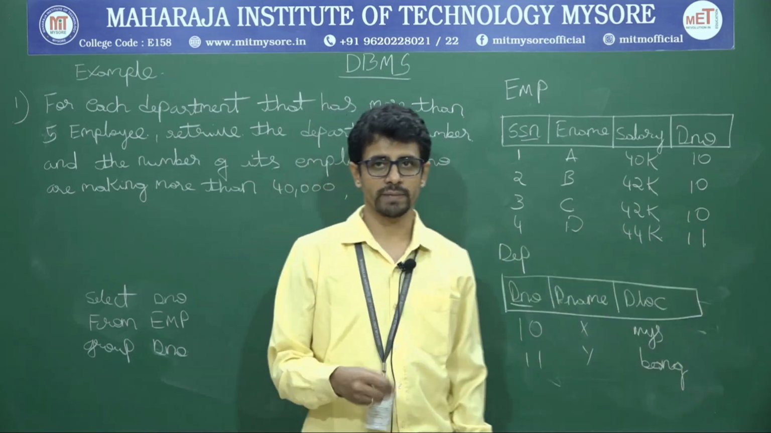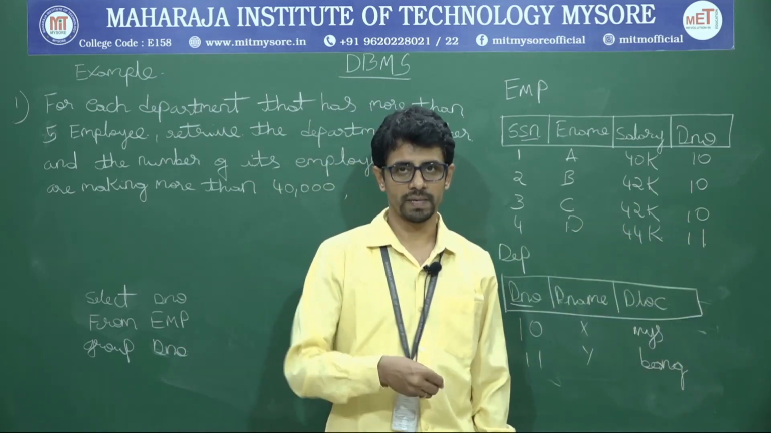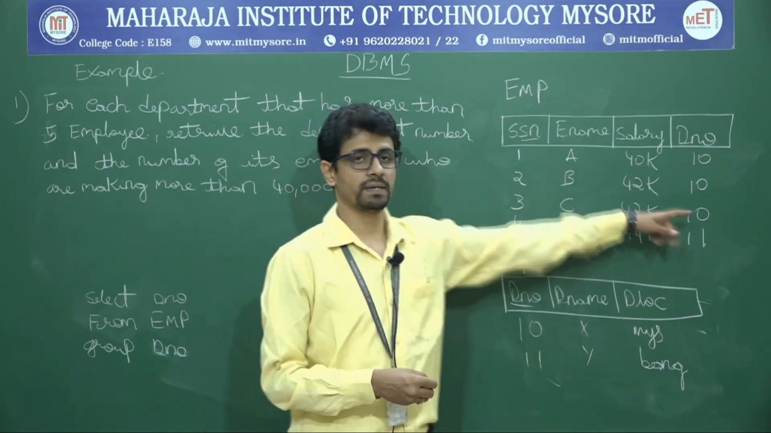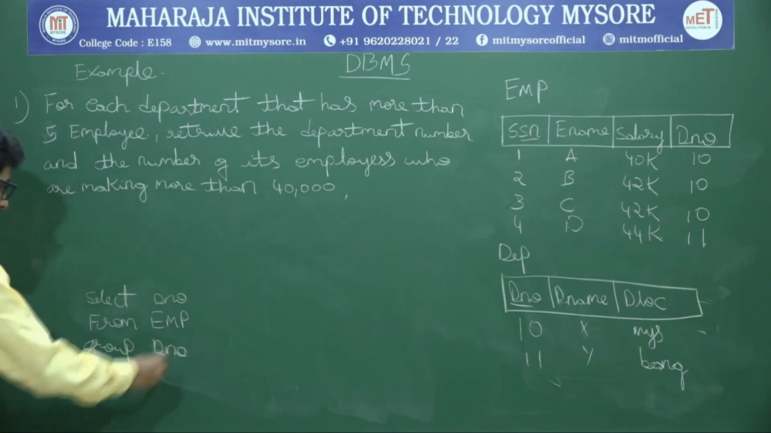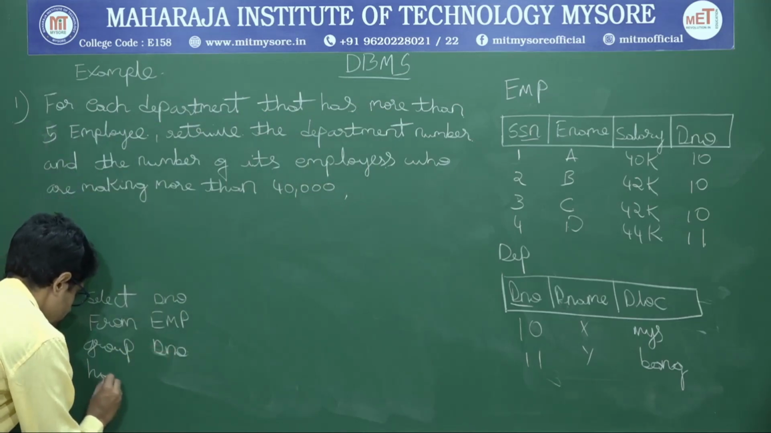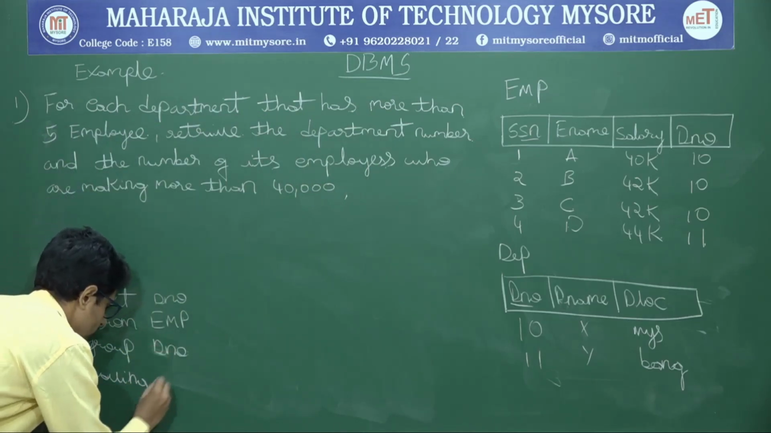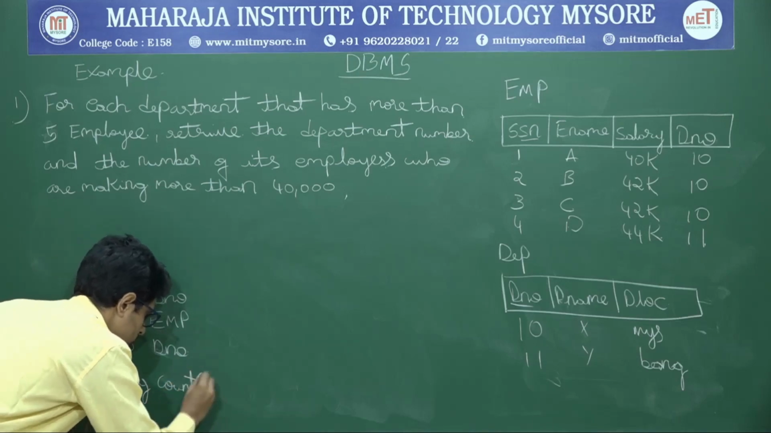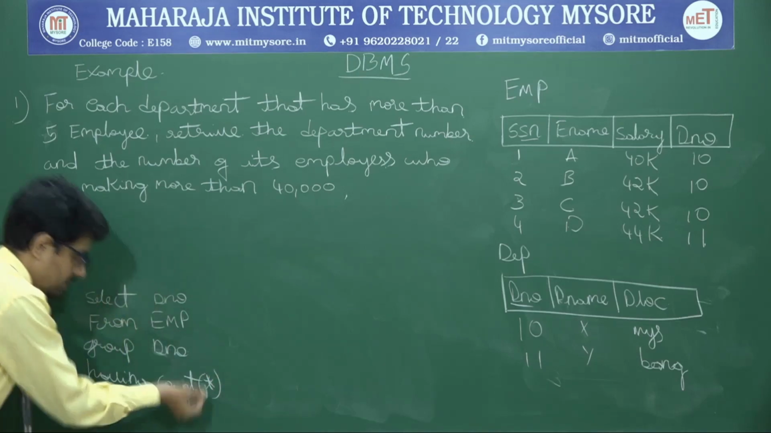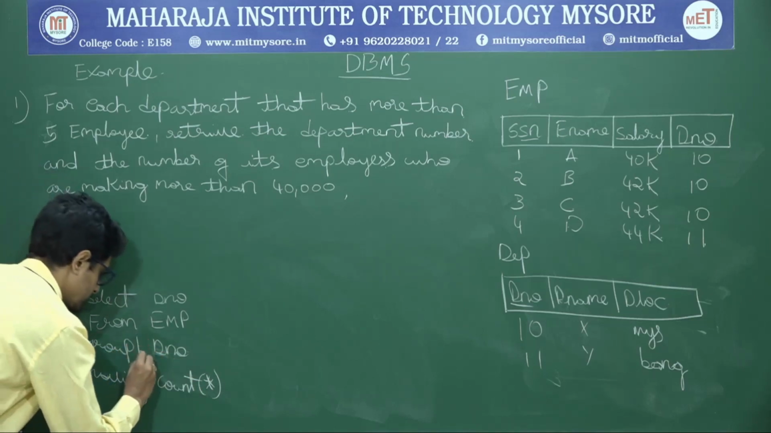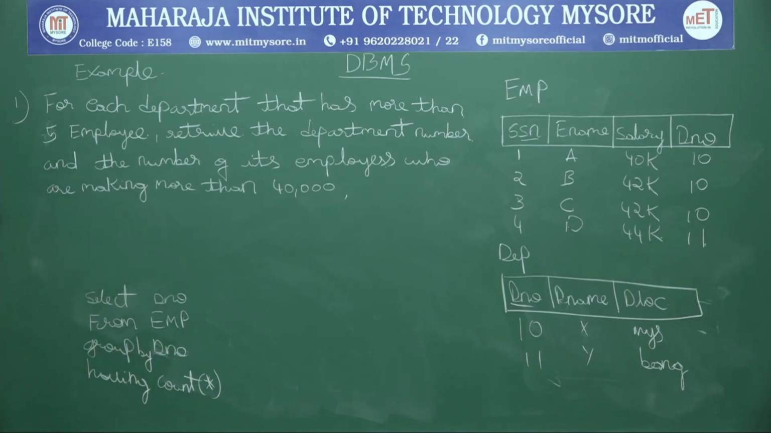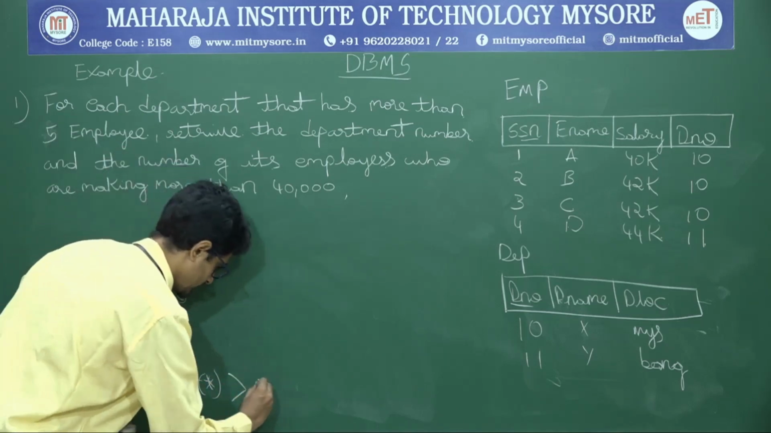So if you want to count the number of employees, you need to count department numbers, because for each employee the department number will be repeated if they are working in the same department. So group by department number, what is the condition? Having count star is also fine, or count department number, because star indicates whatever is there in the group by, same thing. So group by department number having count star greater than 5.